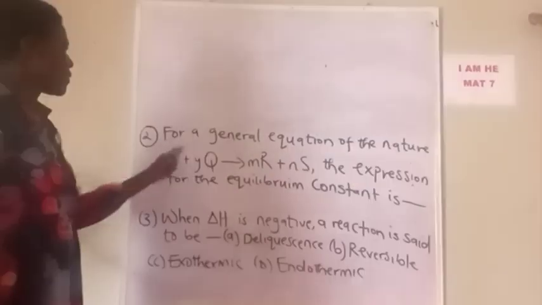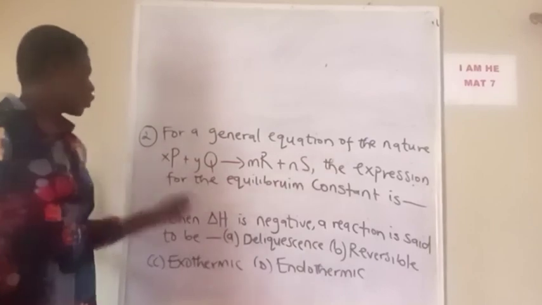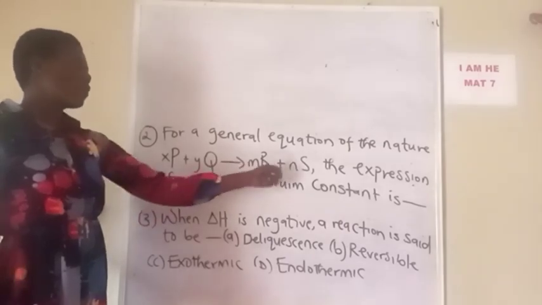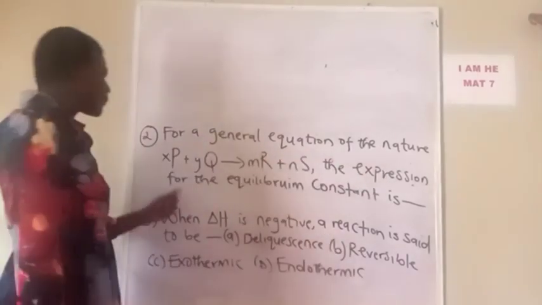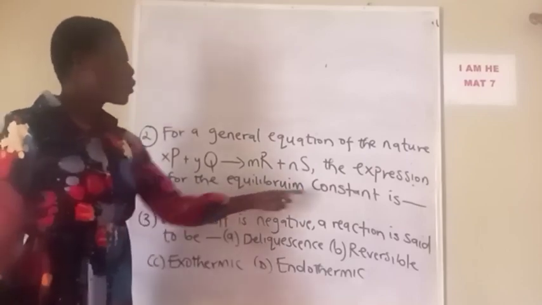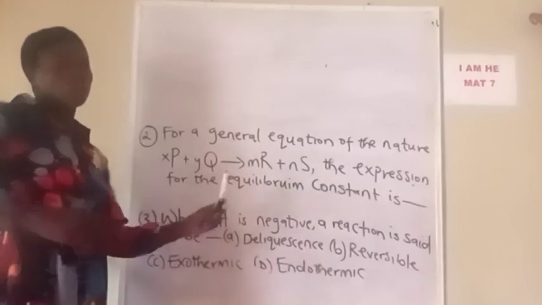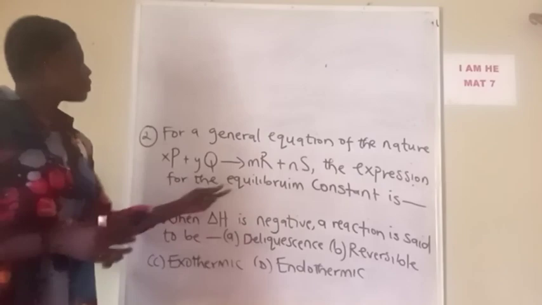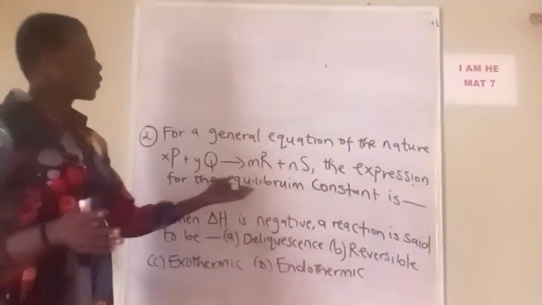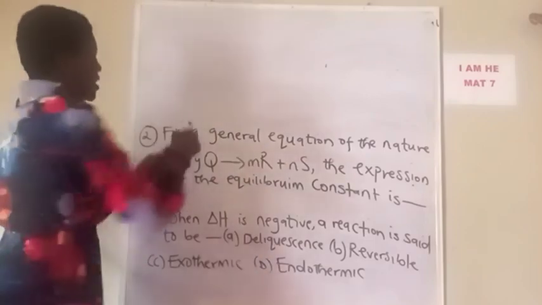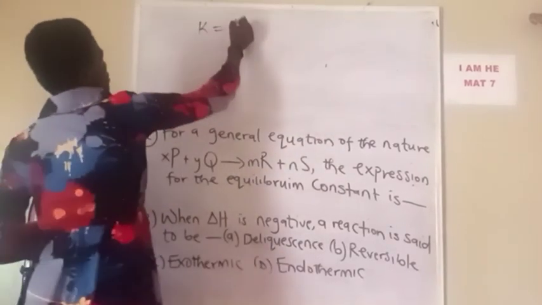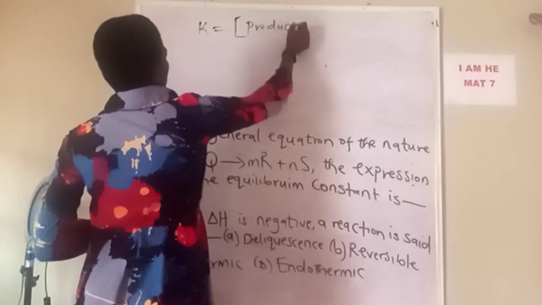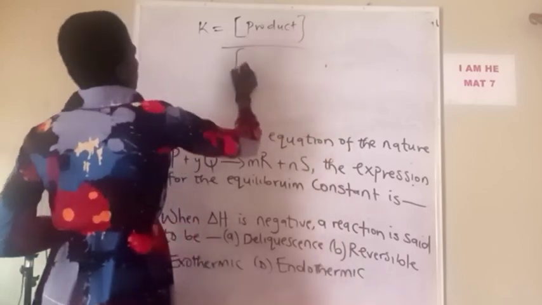Next: for a general equation of the nature xP plus yQ gives mR plus nS, the expression for the equilibrium constant is... Although there are options, I don't want to write them out; I just want to solve it so you understand it better. In the equilibrium constant, what is required is the concentration of products over the concentration of reactants.